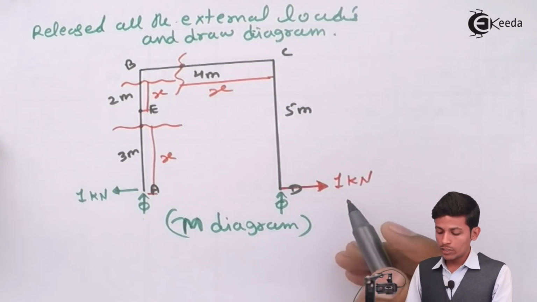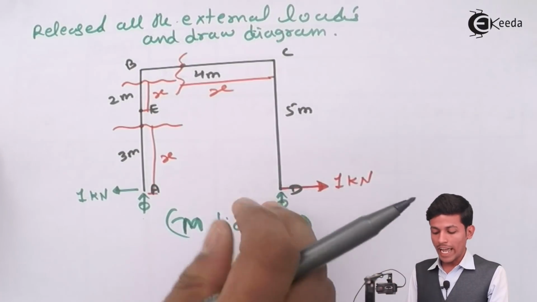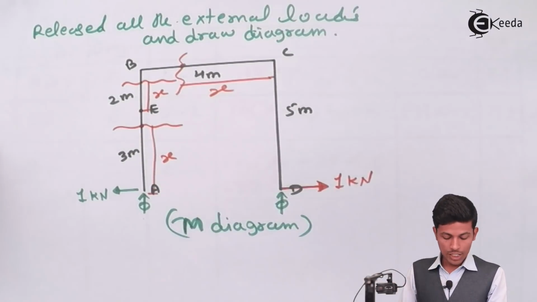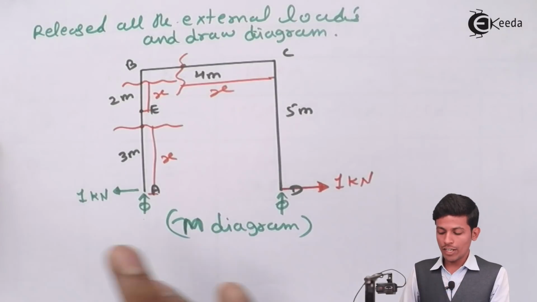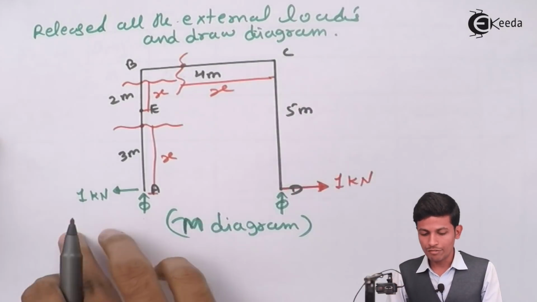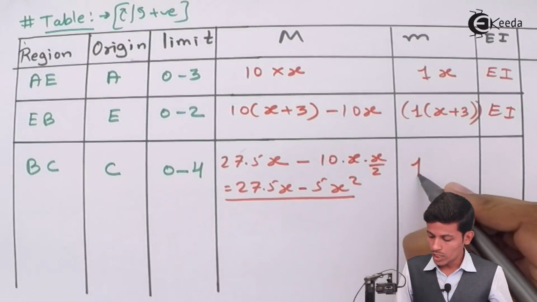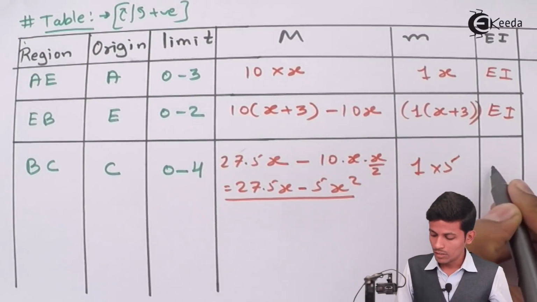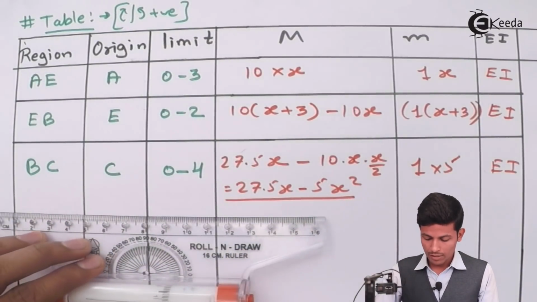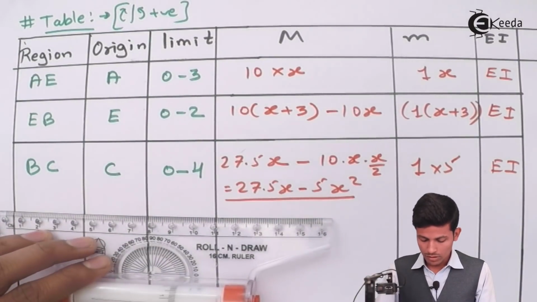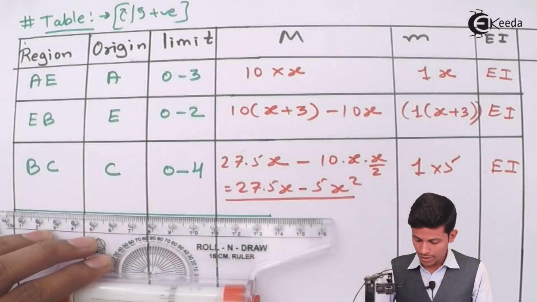So please listen, students. Don't write 1 into this x distance. We want in moment force into that perpendicular distance. That's why we have to take 1 into 5. That's it. 1 into 5. This is your EI. We have done with this part also. I hope you are understanding this video.